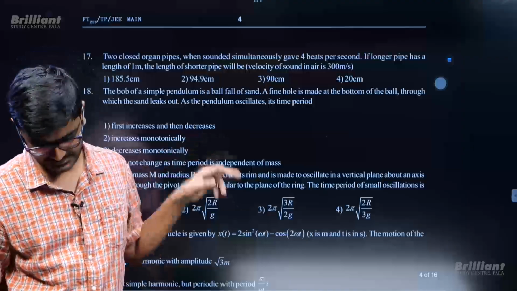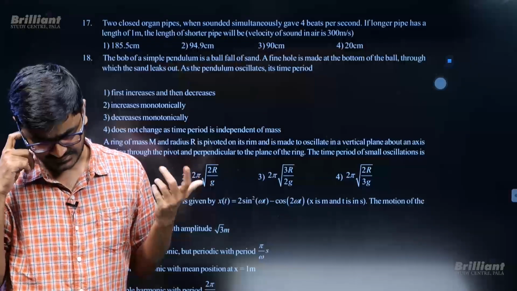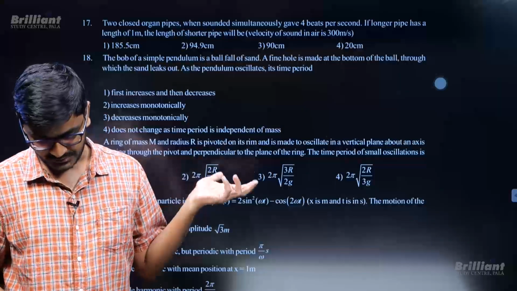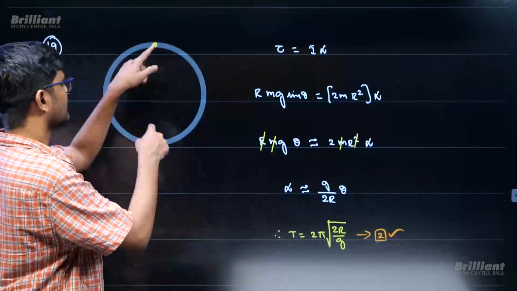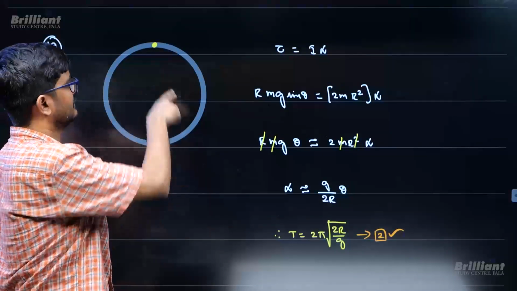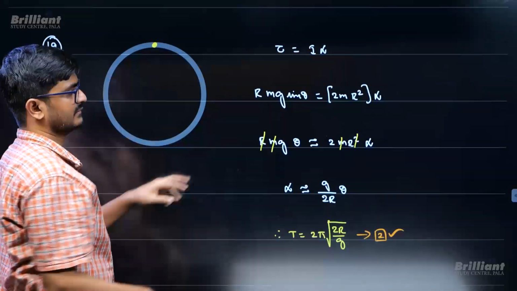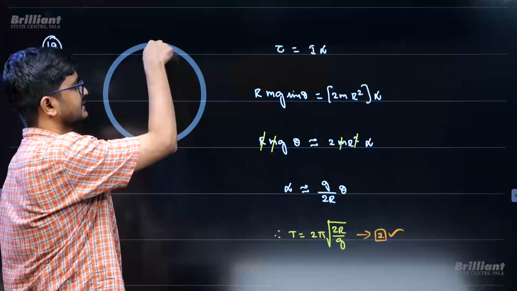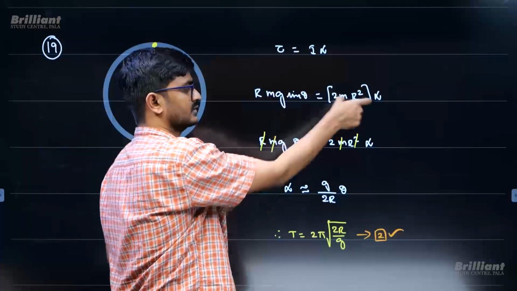First increases then decreases. A ring of mass m and radius R is pivoted on the rim and is made to oscillate in a vertical plane about an axis passing through the pivot and perpendicular to the plane of the ring. The time period of small oscillations. So what you will be doing? You will be disturbing it slightly and you will be seeing what is happening, right? So you will be taking torque about this point. When you take torque about this point, R into mg sin theta, torque equals I alpha. Moment of inertia of the ring about this axis is mR square, about this axis is 2mR square, torque equals I alpha.